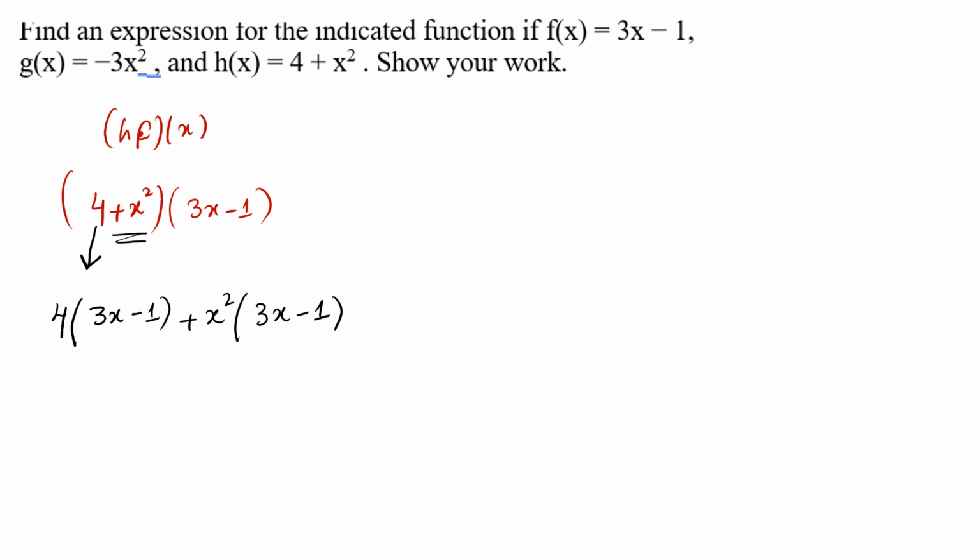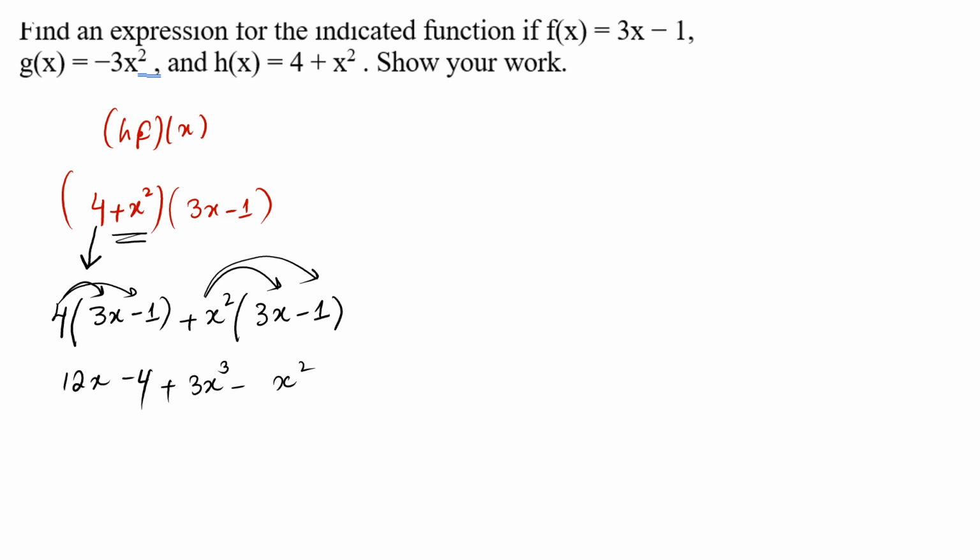Now multiply as usual. 4 times 3 is 12x, then 4 times negative 1 is negative 4. Then x squared times 3x gives us 3x cubed because we added the power. X squared times negative 1 is negative 1x squared. But again I am telling you, we don't write the number 1 or power 1 because it is automatically written. Think in this way. Okay, so now like terms.